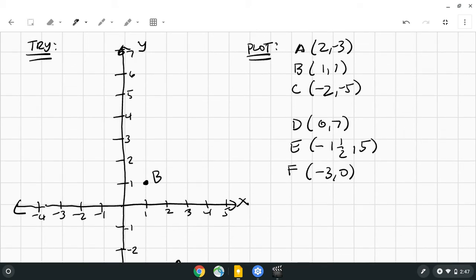Okay, 0, 7 should be right here on the axis. If you're not on the axis, then you're not at 0. You have to be right on the line. So this is letter D.